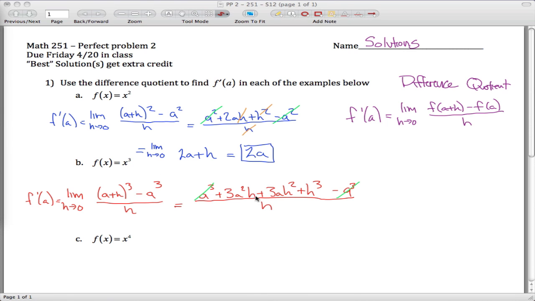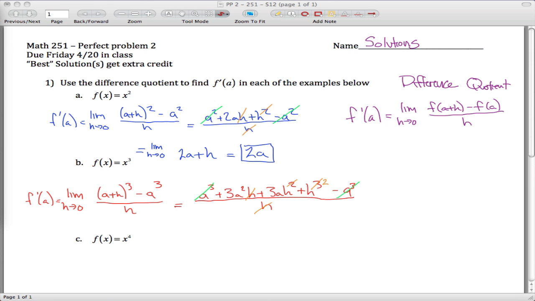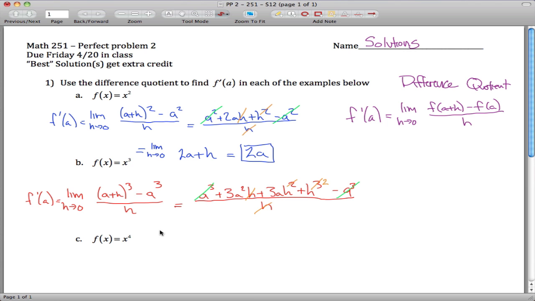Now that those are gone, everything in the numerator has an h in it, so you factor out an h, and this h down here cancels with one of those h's. So what we're left with is that this limit is equal to the limit as h approaches 0 of 3a squared plus 3ah plus h squared. But as h goes to 0, these last two terms cancel out, so we'll just be left with 3a squared.